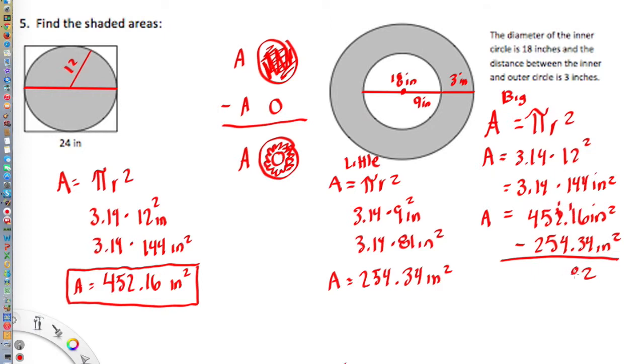11 minus 3 is 8. Borrow again. 11 minus 4 is 7. Borrow again. 14 minus 5 is 9. 3 minus 2 is 1. So there's my answer. The area of the ring, of just that donut ring, the shaded region, is 197 and 82 hundredths inches squared.